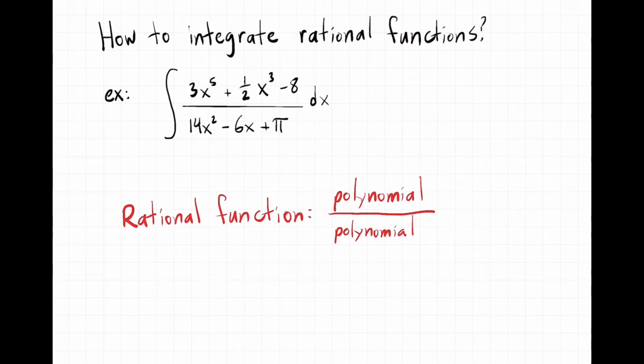integers in this context. So, for example, let's look at the integral of the function 3x to the fifth plus 1/2 x cubed minus 8, all of that over the function 14x squared minus 6x plus pi, times dx. Well, we don't even know where to start here. We have no idea. The only thing that you might think of here is, well, can I use some algebra to simplify it? Probably not.